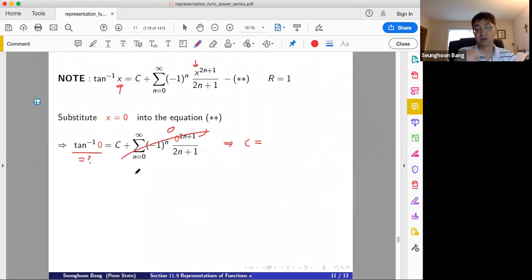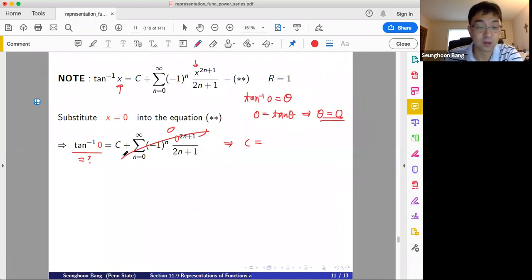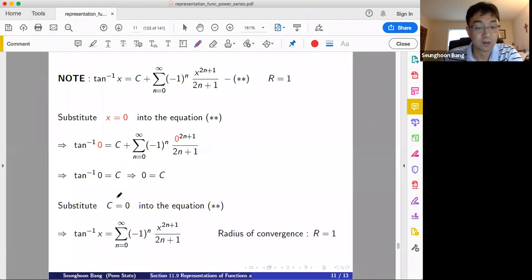So we have this answer. How can you find the inverse tangent of 0? It is an unknown angle theta. When you interchange theta and 0, we have 0 equals tangent theta. Which angle has tangent 0? Exactly, angle theta is 0. So C equals 0. You plug into here, so we have this one. You have to memorize this one.